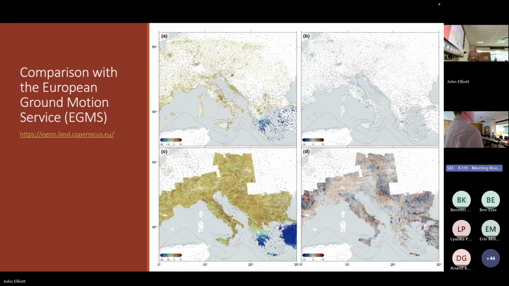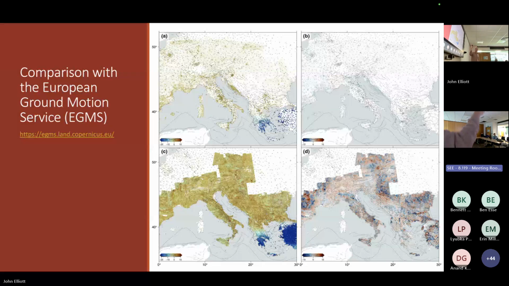Similarly, if we compare the European Ground Motion Service, this is our result in the east component. This is the European Ground Motion Service, which for quite many years has been producing an incredibly dense, high-resolution velocity field for Europe on a regular basis. It looks patchy, but it's actually very dense. That's why it looks patchy. They've got lots of data there.